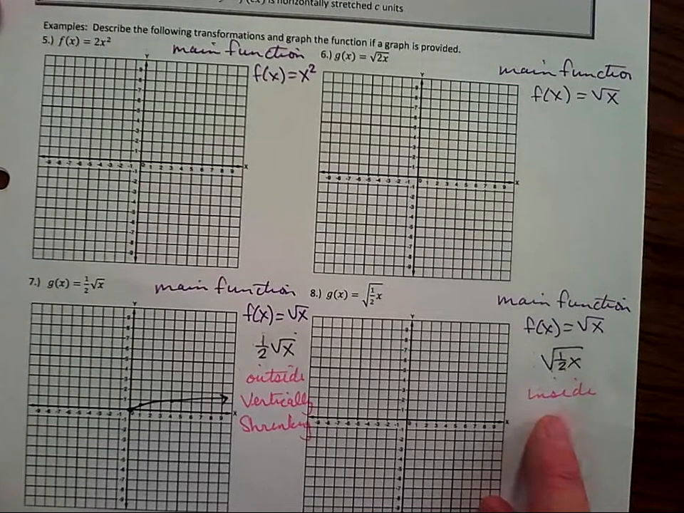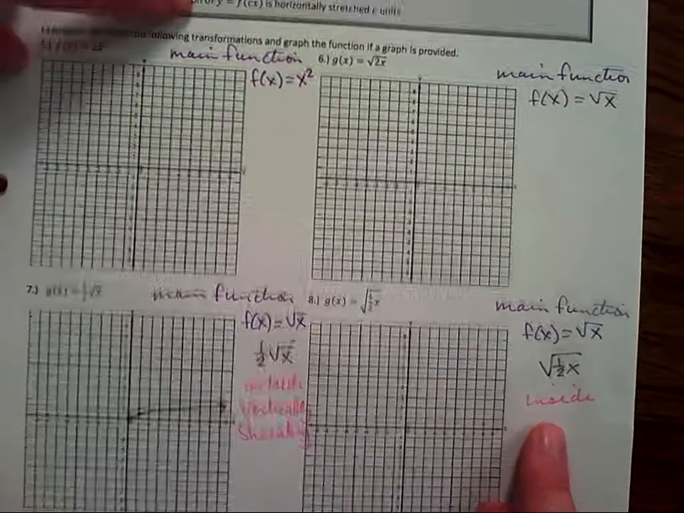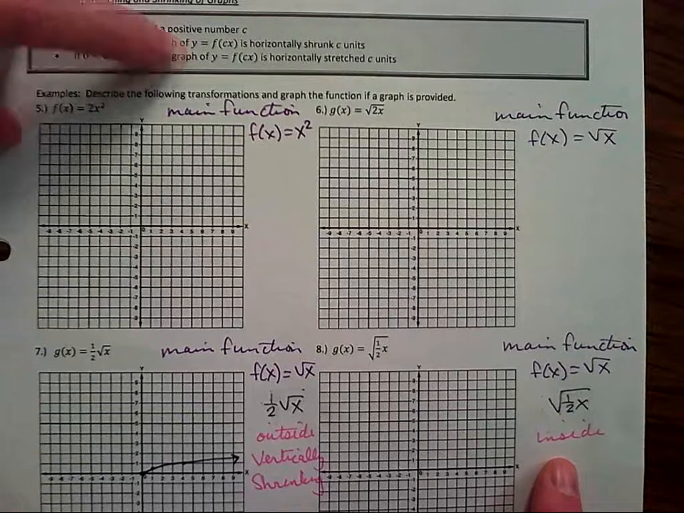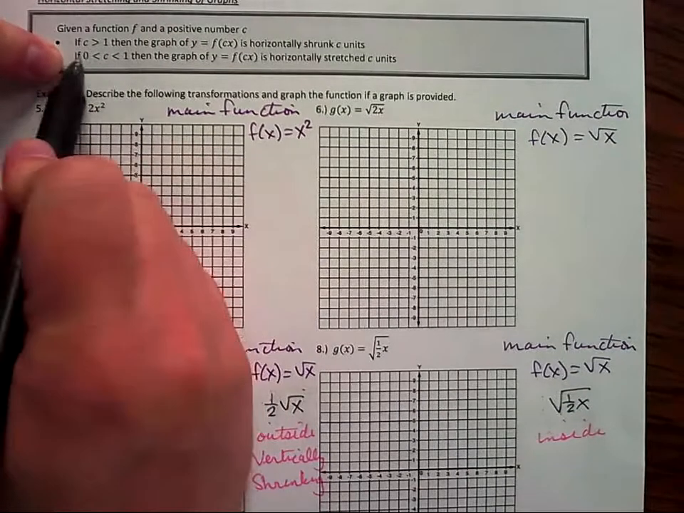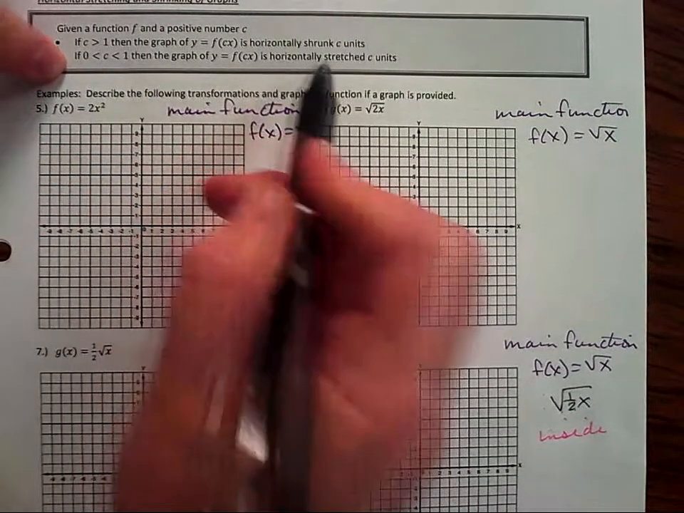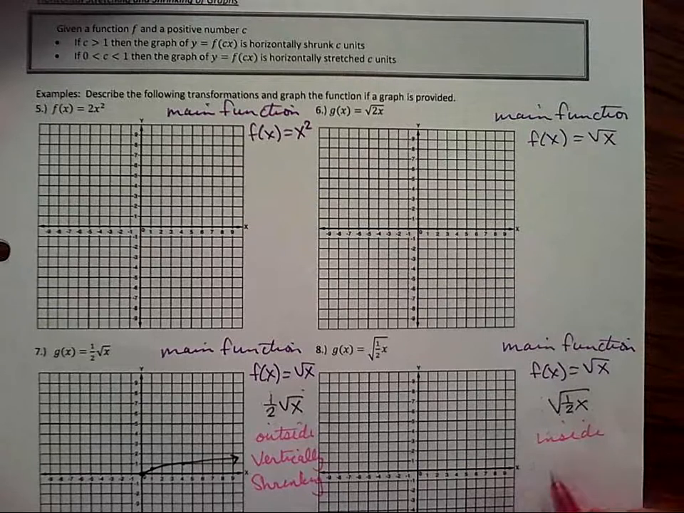Let's look at this. We said that this was inside. So inside, I'm going up here, and I have 1/2 falls in this category. That's horizontally stretched.